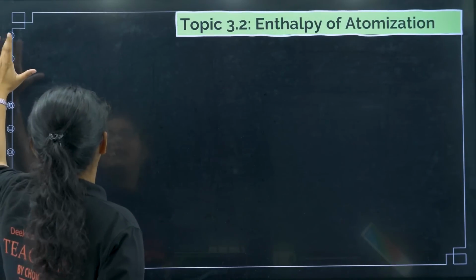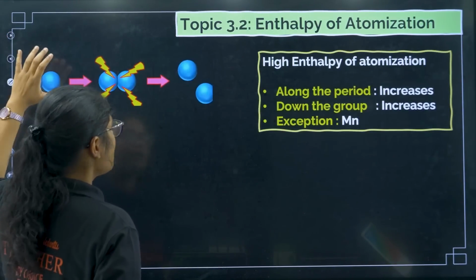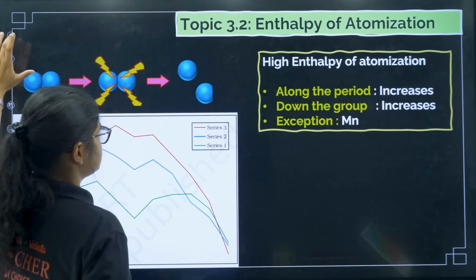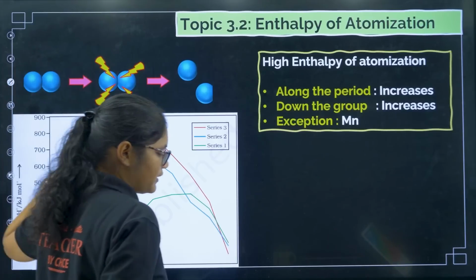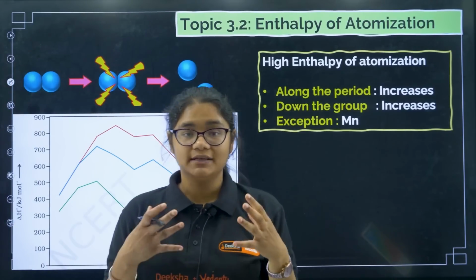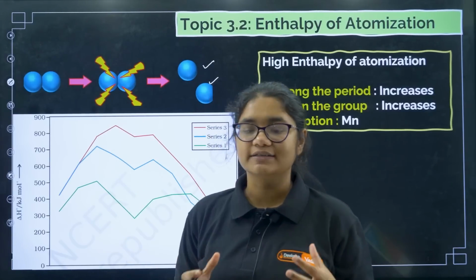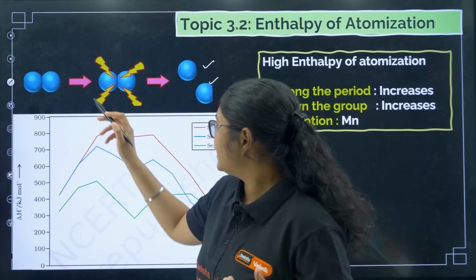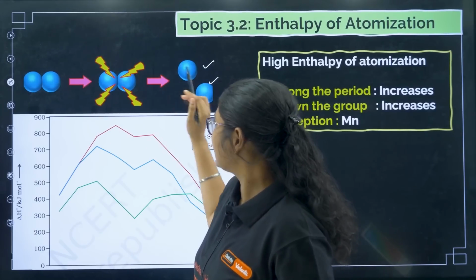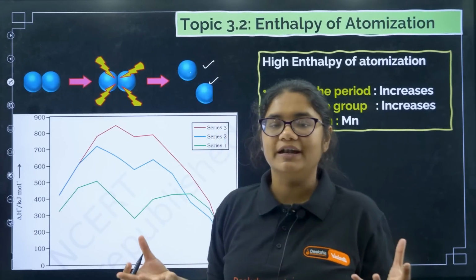Next we can see the enthalpy of atomization. What exactly is enthalpy of atomization? See, when you have an atom or a molecule and you provide some energy and break it into smaller atoms, that is called enthalpy of atomization. Here you are giving some energy and breaking it, and now you have two different atoms, right?